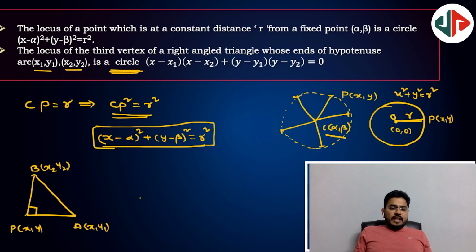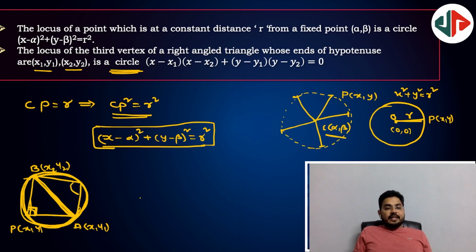If you recollect your plane geometry from earlier years, the angle in a semicircle is a right angle. So if this is the hypotenuse and this angle is 90 degrees, the locus of P is going to be a circle, because wherever you take any point on this circle, you are going to get 90 degrees. Now, how can we prove this? Simple.